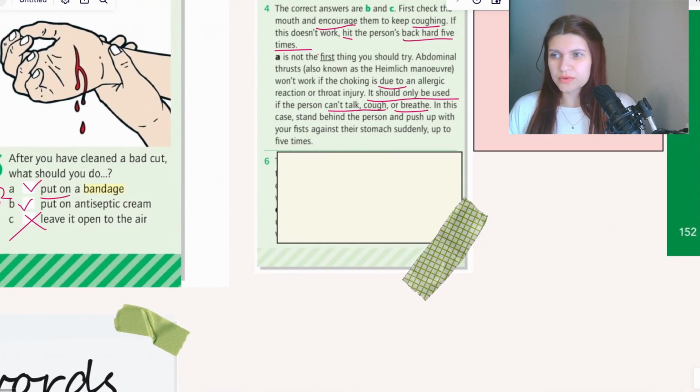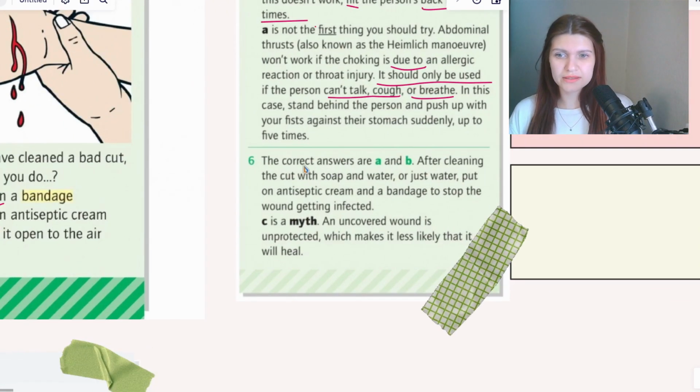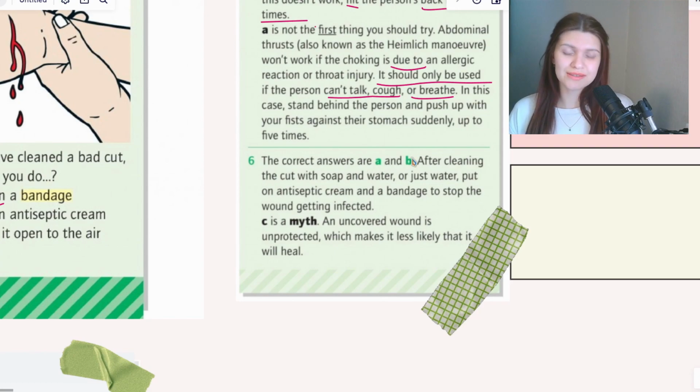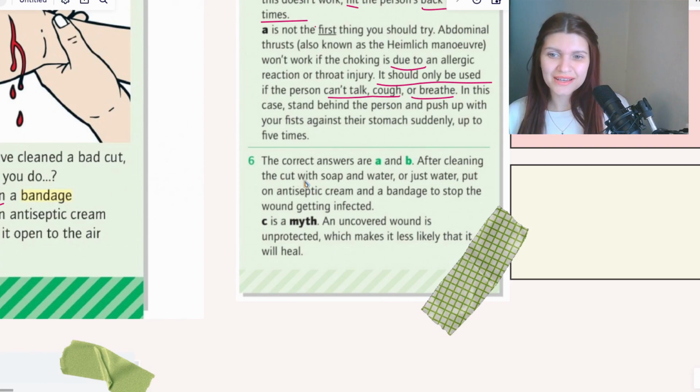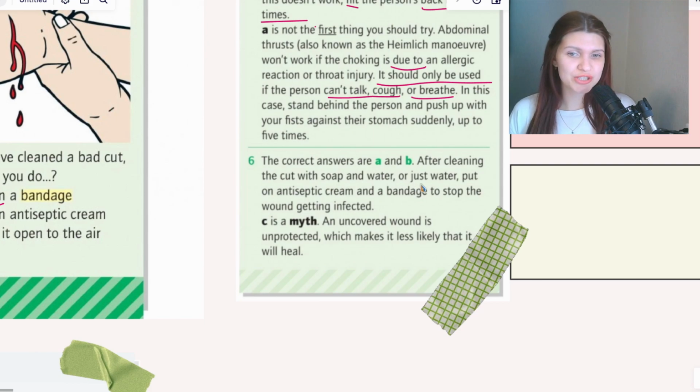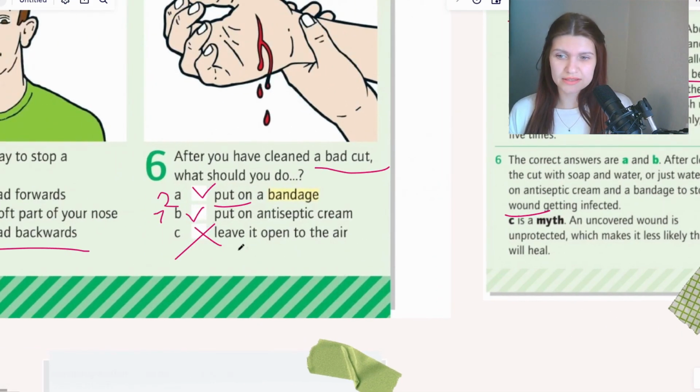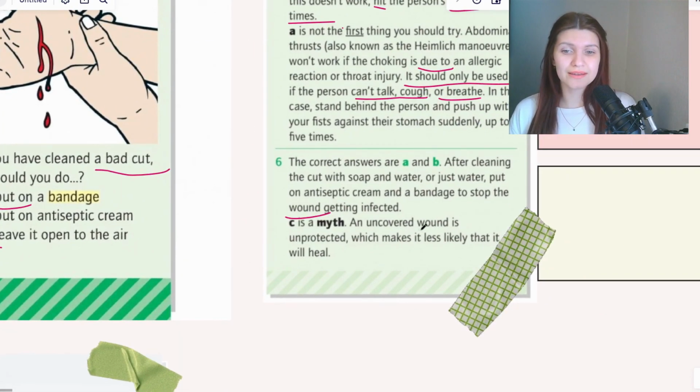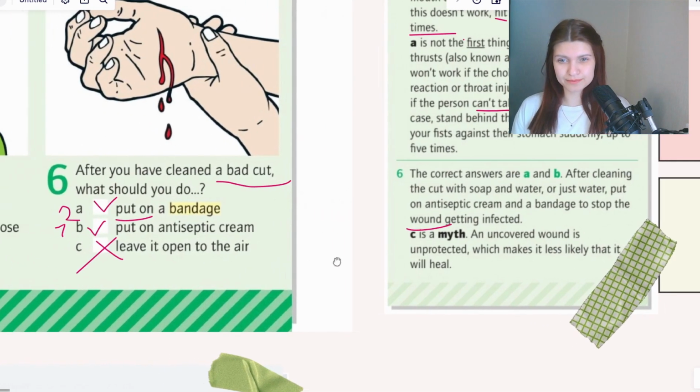Okay, let's read the answer. The correct answers are A and B. After cleaning the cut with soap and water or just water, put on an antiseptic cream and a bandage to stop the wound getting infected. Wound means injury or a bad cut. C is a myth. An uncovered wound is unprotected, which makes it less likely that it will heal.